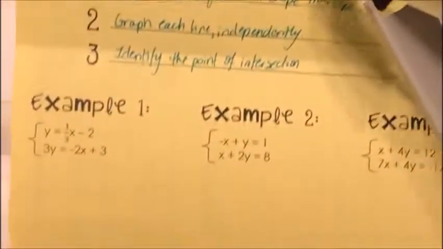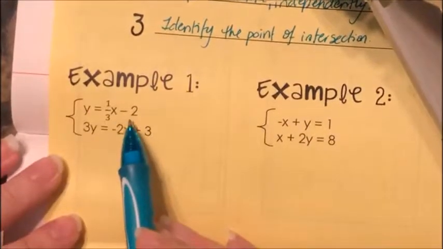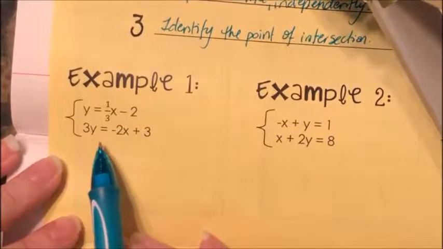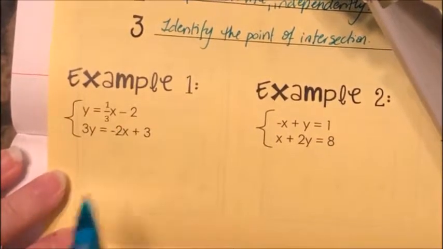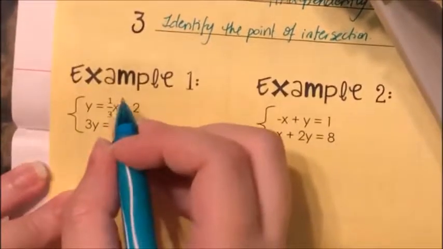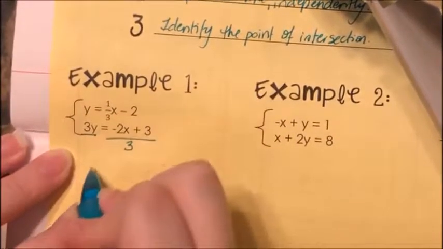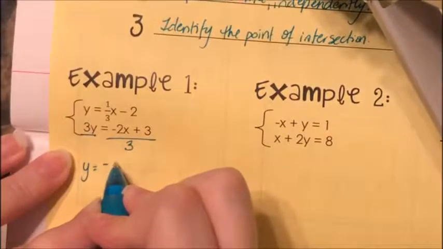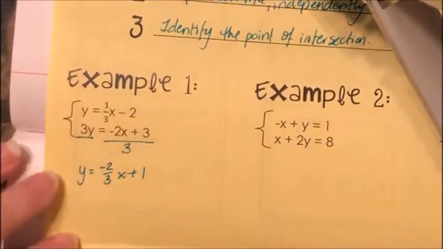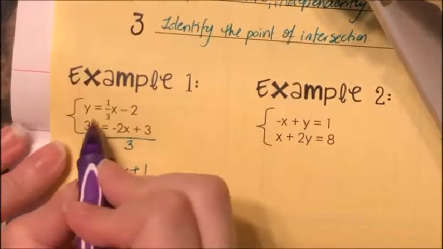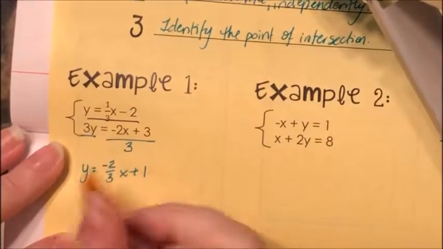Let's work on them. So example number 1 is y equals 1/3 x minus 2 and 3y equals negative 2x plus 3. This is in slope-intercept form, but this is not. So I'm going to go ahead and solve this one for slope-intercept form, which is dividing this by 3. So I get y equals negative 2/3 x plus 1. Okay, so there's my 2 equations. So this is equation 1. Here's my equation number 2.